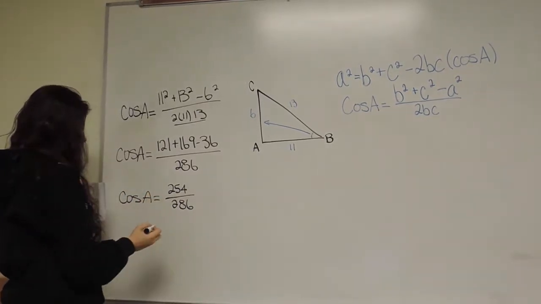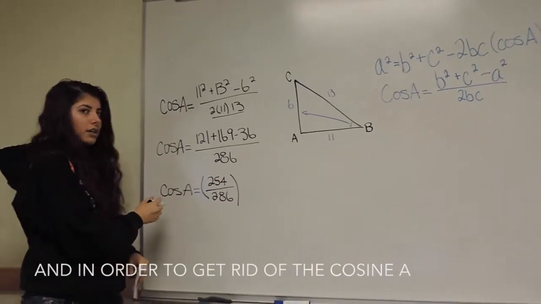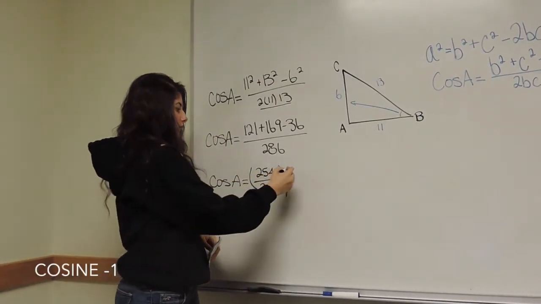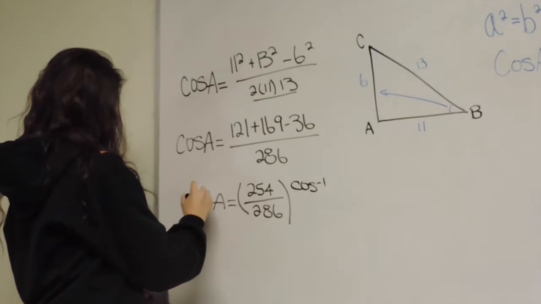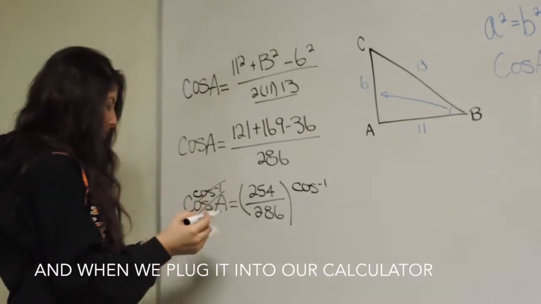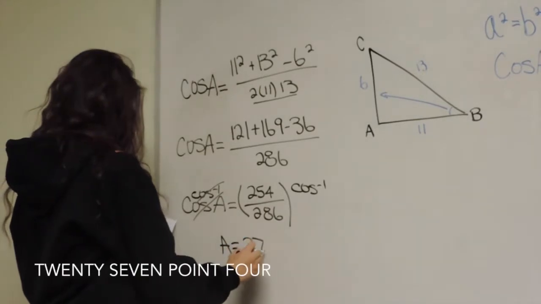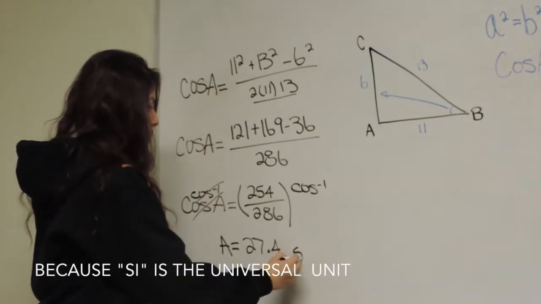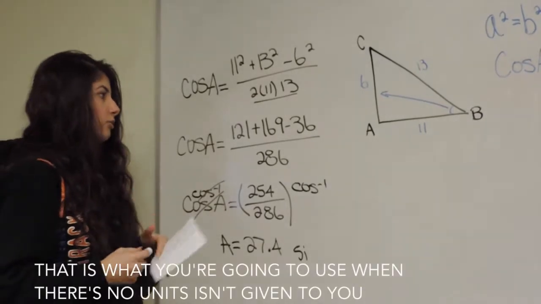This is all cosine A. We're going to put this in parentheses, and in order to get rid of the cosine A, we're going to need to cancel it out, but we're going to need to use cosine -1. That's in order to cross that out. And when we plug that into our calculator, we're going to get A is equal to 27.4. And we're going to write SI because SI is a universal unit and we're always going to need units. And in the IB world, that's what you use when there's no units given to you.